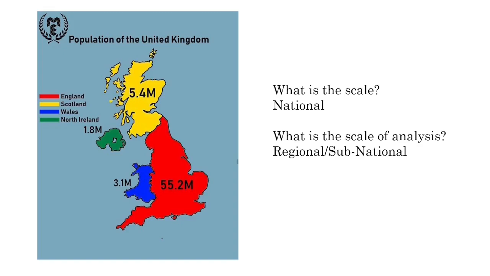So when we're looking at a map comparing population between them, that's a regional scale of analysis. Subnational also works because these different regions are smaller than the country.